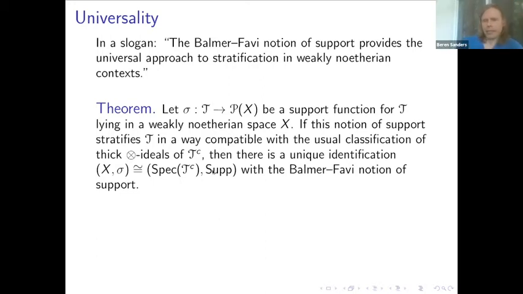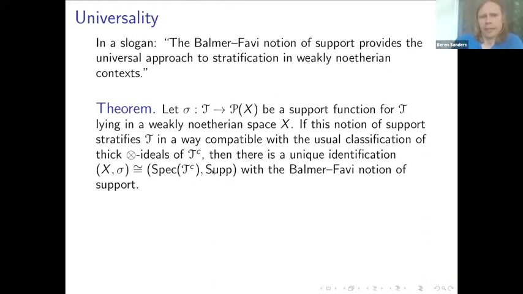So this theorem is a uniqueness theorem rather than a universal property. But philosophically, the result is telling you that if you have a category T, and the localizing tensor ideals of your category can be classified by a reasonable notion of support lying in a weakly Noetherian space, then the Balmer-Favi notion of support will do the job. And in that respect, the Balmer-Favi notion of support is like the universal choice of support for trying to classify your category.